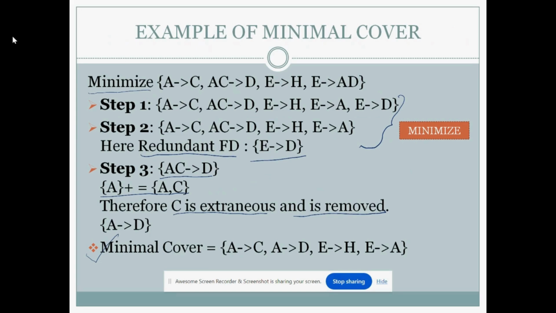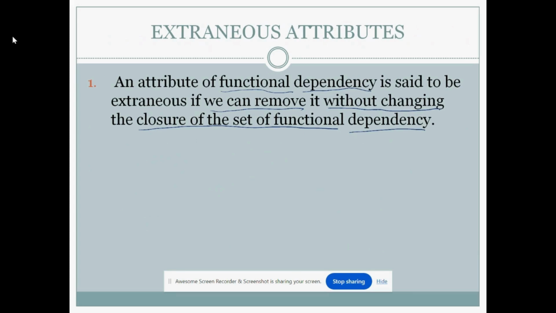Now in the second step we have to remove the redundant functional dependency. So it becomes A implies C, AC implies D, E implies H, E implies A. Here the redundant functional dependency is E implies D. Now the third one is we have to find out the extraneous attributes. AC implies D. We have to find the closure of A. So it becomes AC. Therefore C is an extraneous attribute and it is removed. A implies D. So the final minimal cover is equal to A implies C, A implies D, E implies H, E implies A.